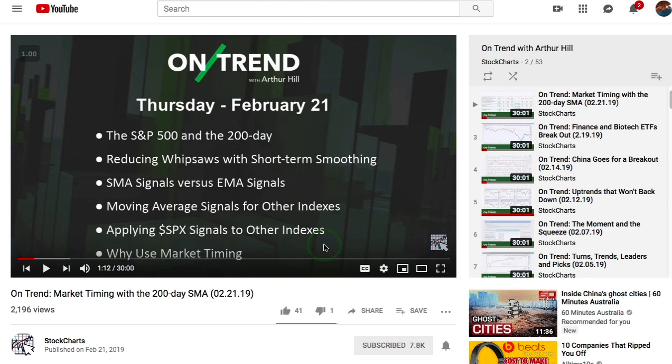I showed how to reduce whipsaws, and instead of using a close above and below the 200-day, use a 5-day moving average or a 10 or a 20-day moving average. And I settled on the 20-day SMA with the 200-day SMA as my preferred pair. Now keep in mind there's no such thing as the perfect setting.